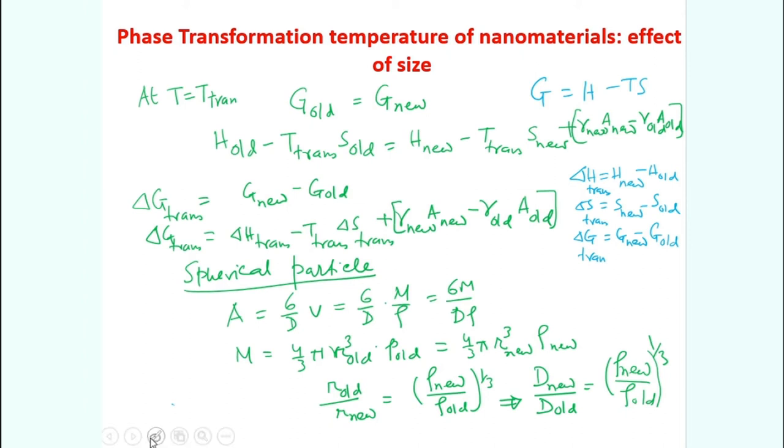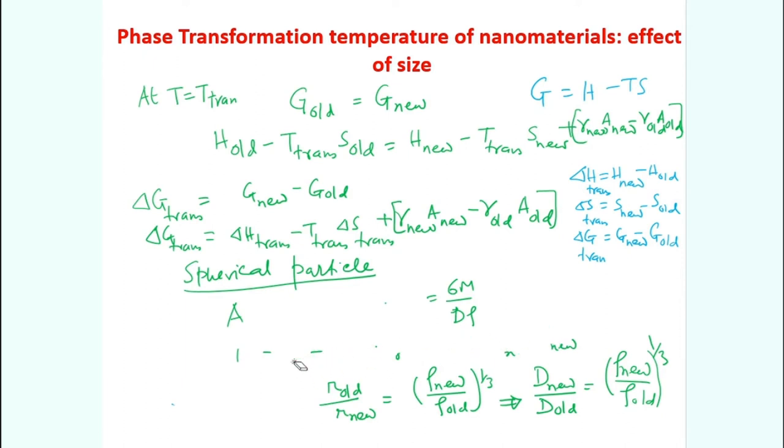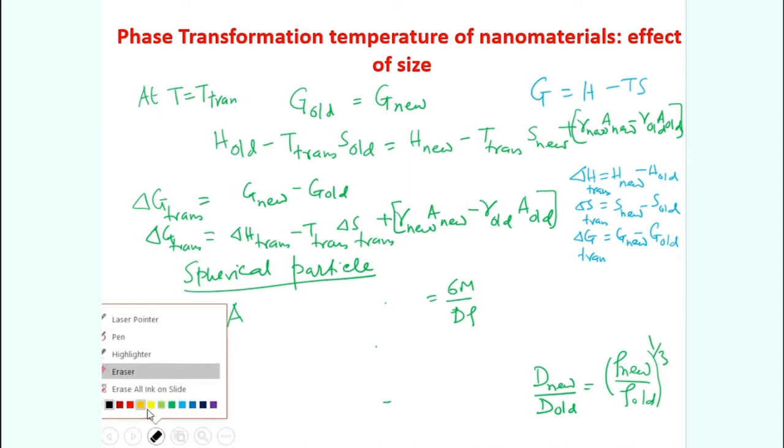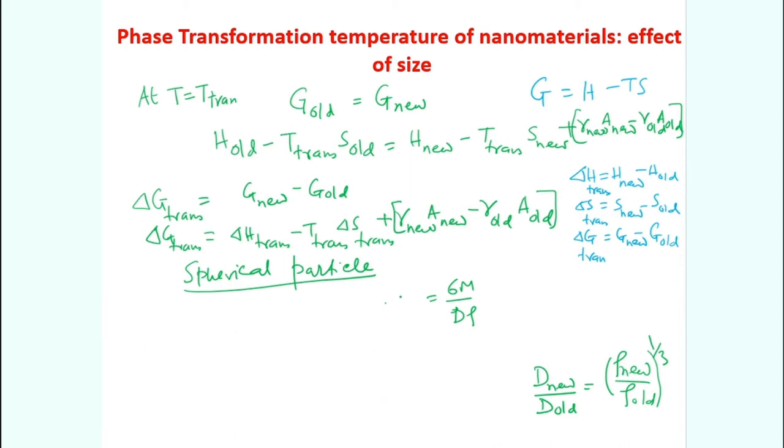So we have seen that A can be related to this, right? We have also seen that the diameters of the particles can be related to the density of the old and new phase. This is something you have learned how to do, right? This is one.